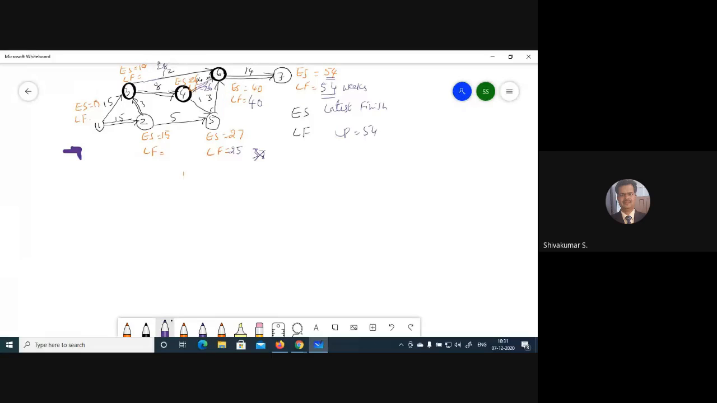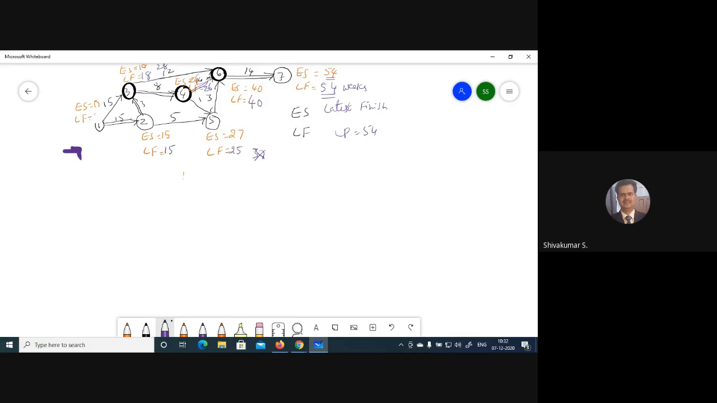No, you have to come this way. You see how much here? 26. 26 minus 8, it is 18. Next, 18 minus 3, it is 15. Suppose if you take here 25 minus 5, 20 comes. You take the minimum value. Next, 15 minus 15, 0.